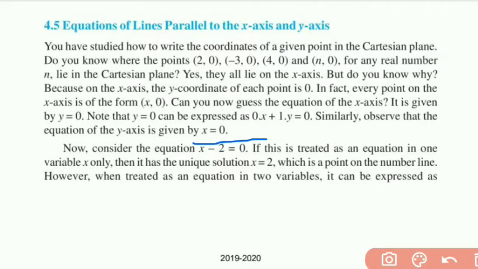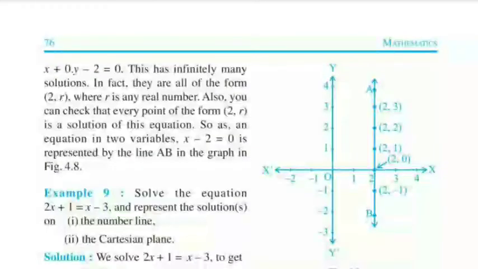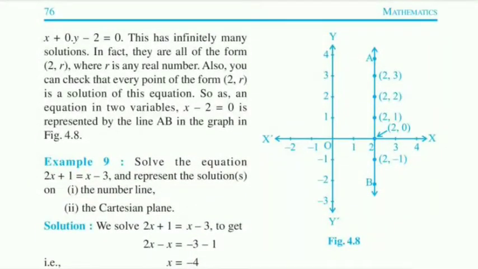Then it has a unique solution, because x minus 2 is equal to 0. When we transpose, x is equal to 2 will come. It means 2 is the unique solution for this equation, which is a point on the number line. However, when treated as an equation in two variables, it can be expressed as x plus 0y minus 2 is equal to 0.